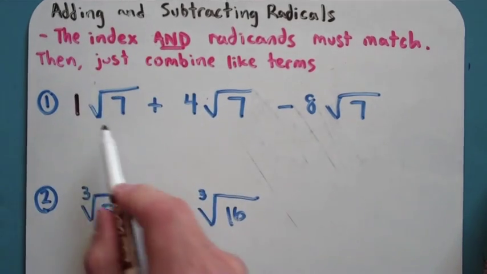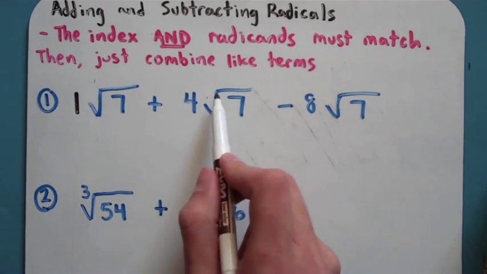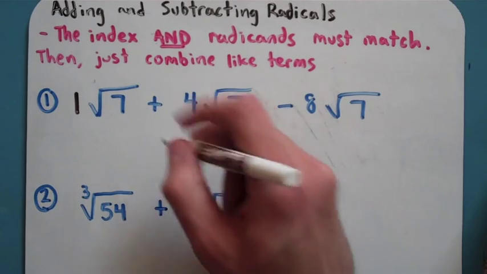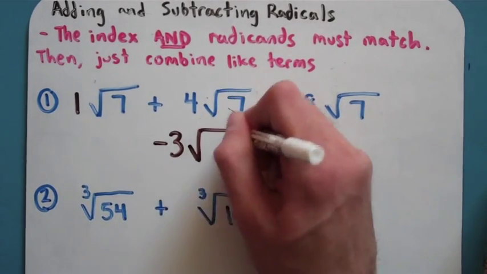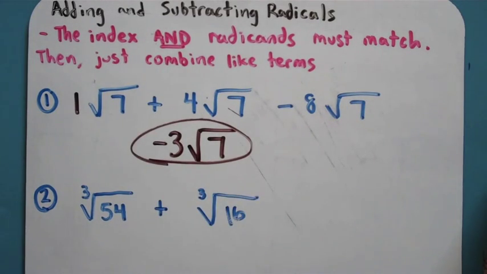So pretend this root 7 here is really my x, or my variable. I have 1x plus 4x minus 8x. 1 plus 4 minus 8 is a negative 3. And my x is really the square root of 7. So my final answer for this one is negative 3 root 7. You treat it like a variable, and then you just add the coefficients out front.